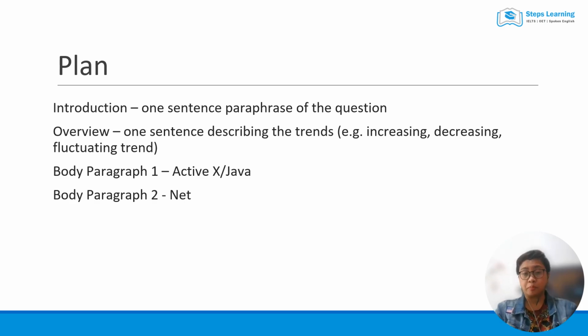So let's look at our plan. So we start with an introduction. So write a one-sentence paraphrase of the question. And for your overview, make sure you have one sentence describing the trends. Is it increasing, decreasing, or a fluctuating trend? And then for your body paragraph 1, we combine ActiveX and Java because they both have the same trend, while body paragraph 2, we have the Net because it has the opposite trend.